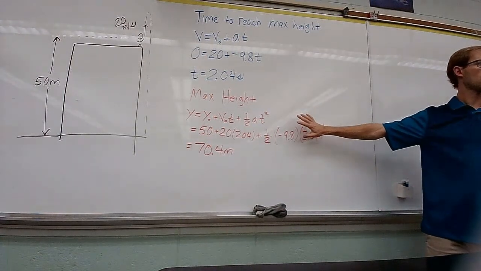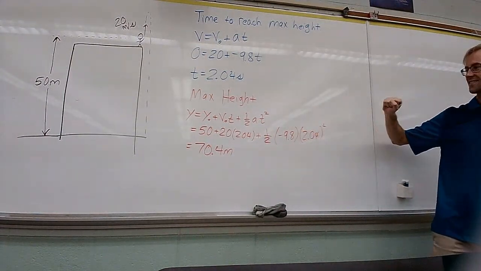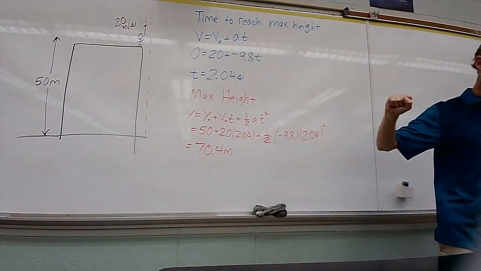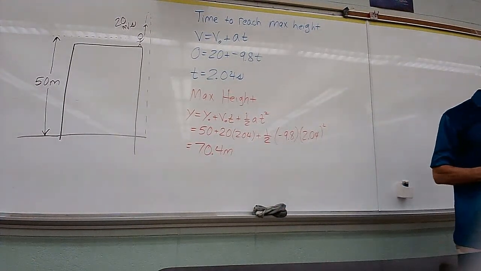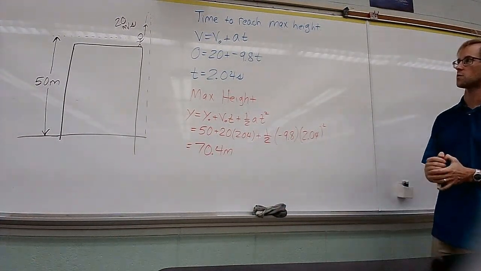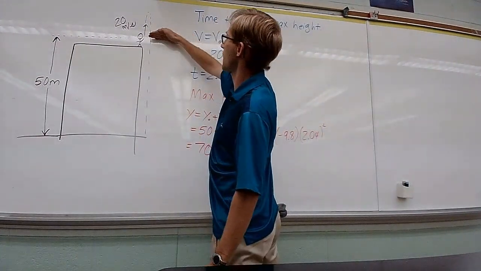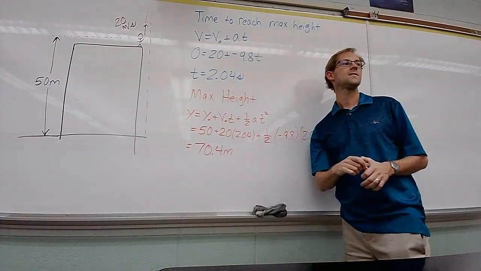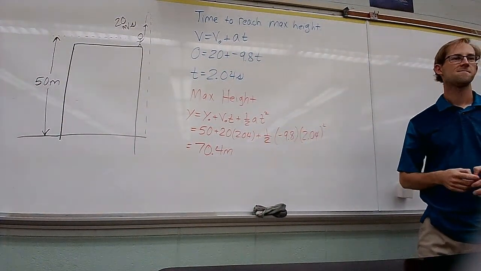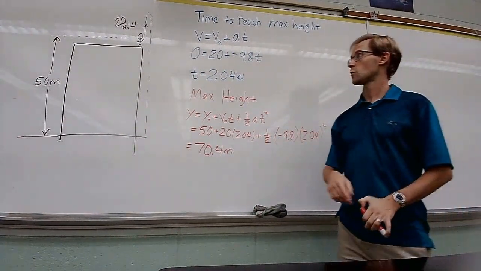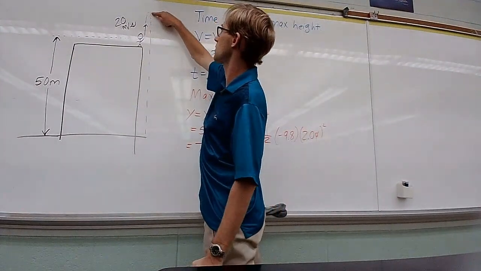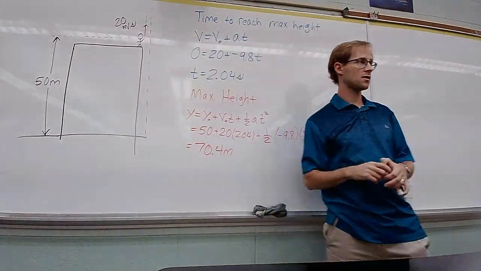Questions here. So if it takes 2.04 seconds for the ball to get up to this spot, how long is it going to take to get back down to where he threw it from? Yeah. So if it takes 2.04 seconds to go up, it'll take 2.04 seconds to come down to the spot that he threw it from.